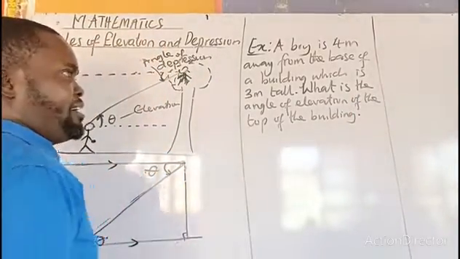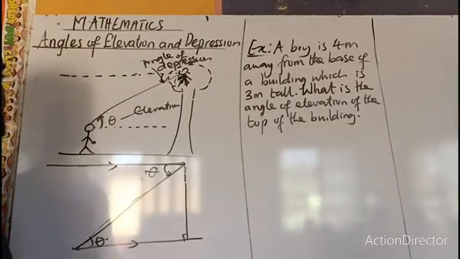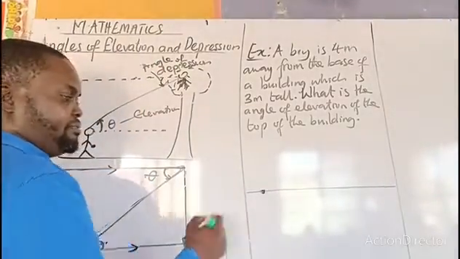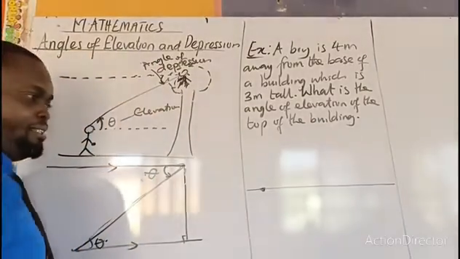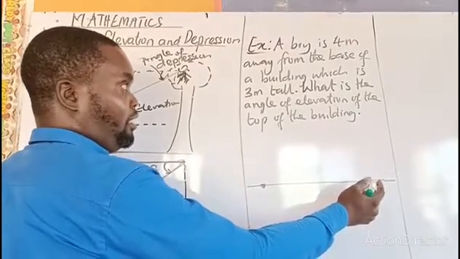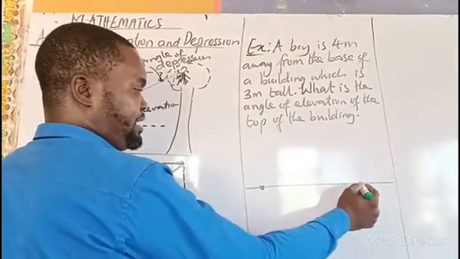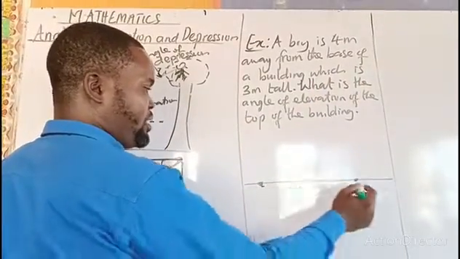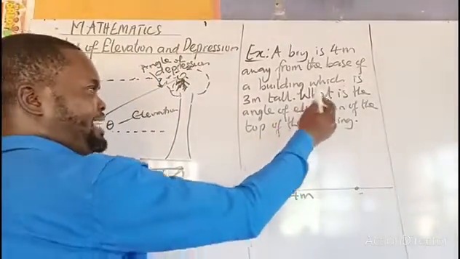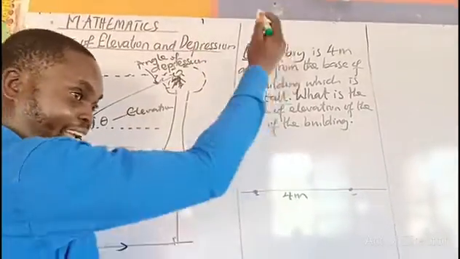Now let's look at this. A boy is at what? 4 meters away from the base of a building. Now, this is the walkway. The boy is here. Are you getting it? Then they say what? A building is how many meters away? A building is 4 meters away. So let's say the building is here. So from here to here is what? 4 meters. Now they now told us that the building is what? 3 meters tall. What is that? The height of the building, right?